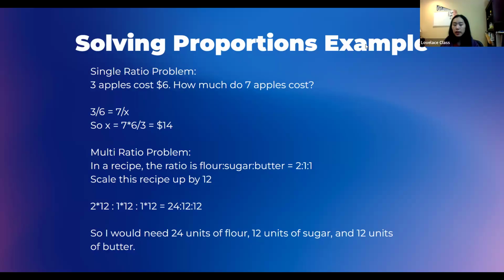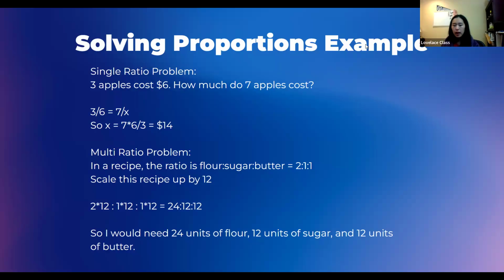But that's if you're just comparing two ratios. Sometimes you can be comparing 3 ratios or 4, 3 things or 4 things, right? And that's also a ratio. For example, if we look at this one in a recipe, the ratio of flour to sugar to butter is 2 to 1 to 1. So let's say I make chocolate chip cookies. For every 2 cups of flour, I need 1 cup of sugar and 1 cup of butter.